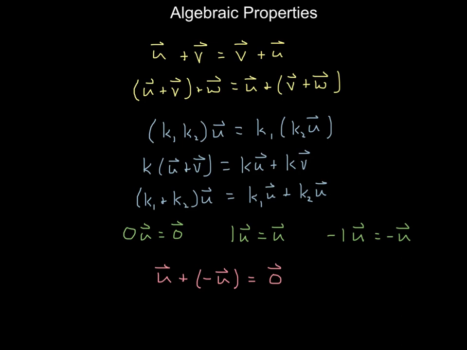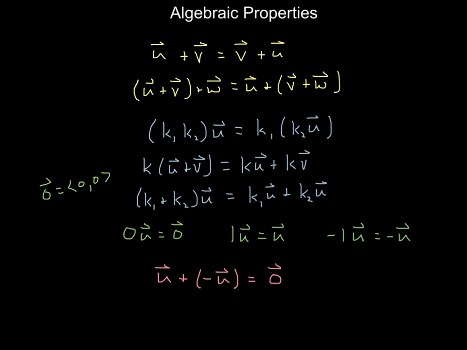First up, we do have what's called a zero vector. Keep in mind that the zero vector is the vector 0, 0. So if I take 0 times a vector u, I will get the 0 vector. If I take 1 times a vector u, I just get the vector itself. If I take negative 1 times a vector u, I get the vector that has the same magnitude as u, but in the opposite direction. And the last thing we have is if I take a vector and add the opposite of that vector, the result will be the 0 vector.